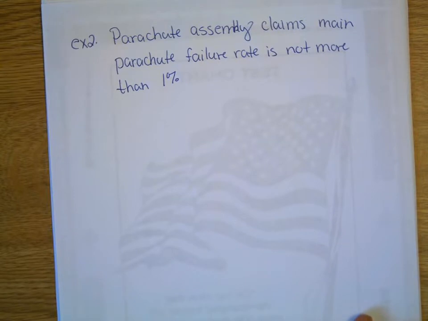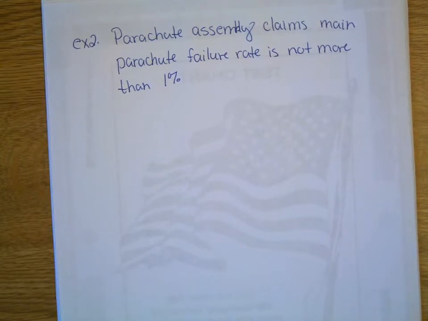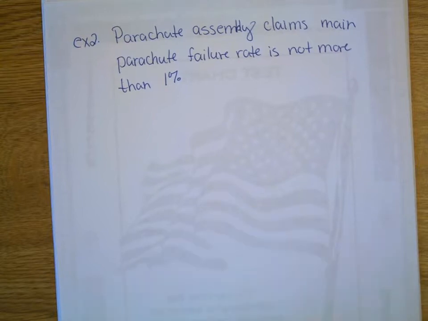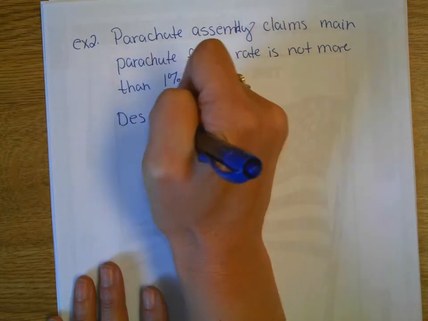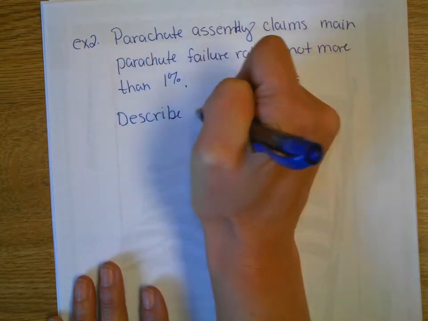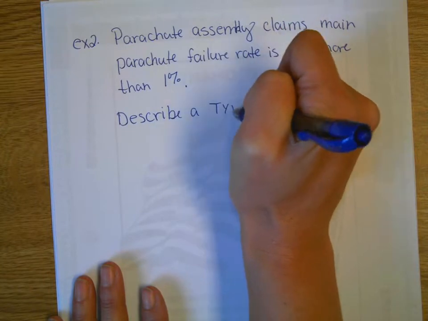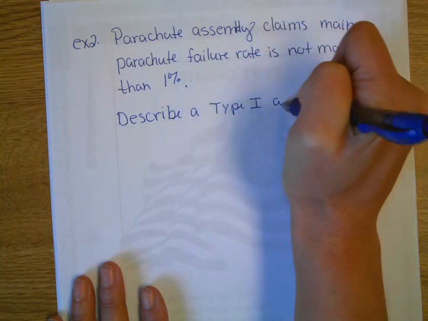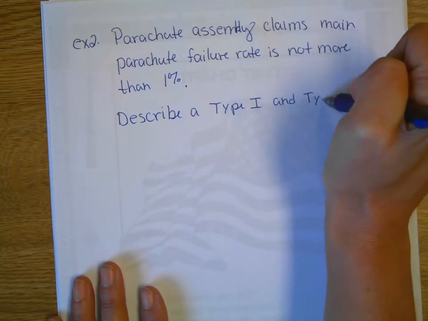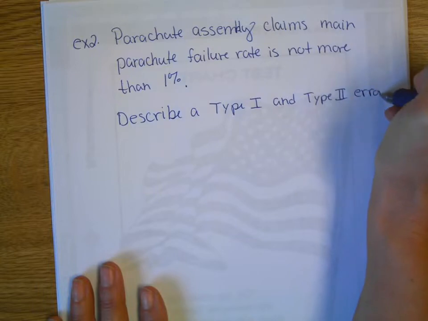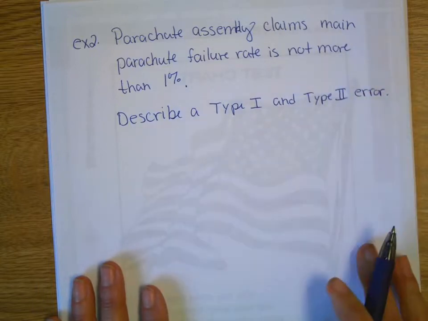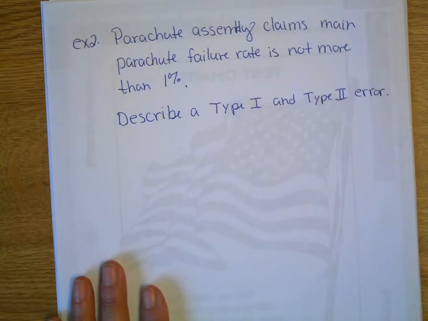So, as a consumer watch group, do you want to make sure that their claim is true? We're going to test their claim to see, are they really true or not true? We're not actually doing the test today, but what I want you to do with this problem is describe a type 1 and type 2 error. So when you get to the homework tomorrow when it says describe a type 1 and type 2 error, it pretty much is just definitions.